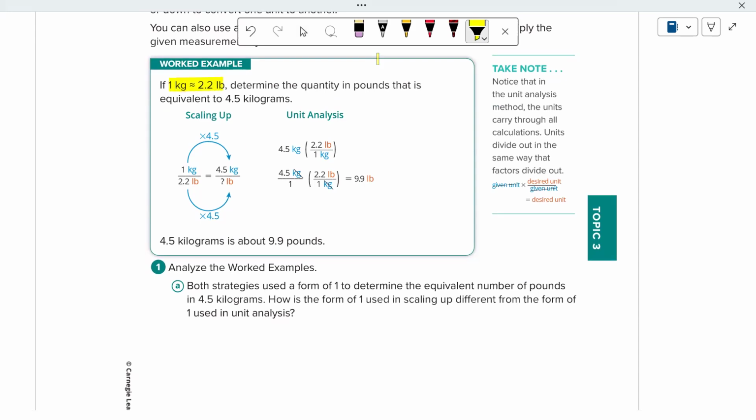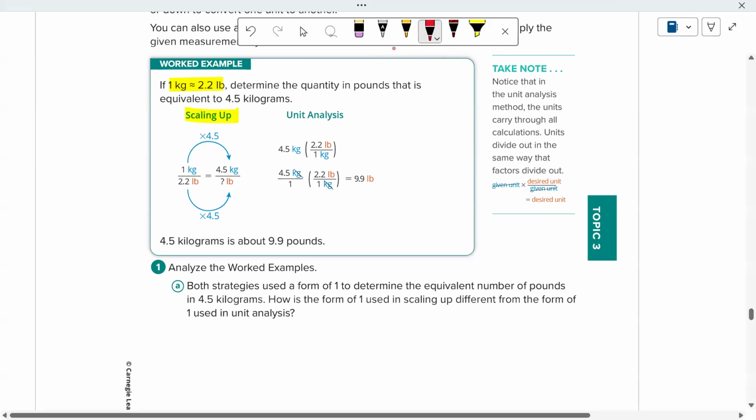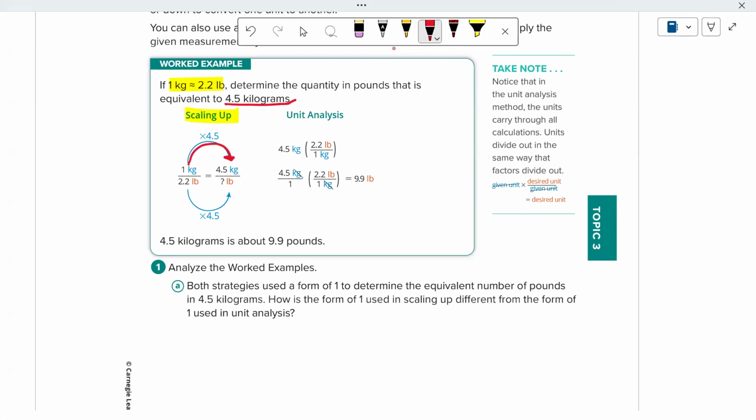1 kilogram is 2.2 pounds. I want you to notice the scaling up method that we've been doing throughout the year. 1 kilogram is 2.2 pounds. How did 1 become 4.5 kilograms? Because I'm converting to 4.5 kilograms, I just multiply by 4.5, whatever I do to the numerator, I do to the denominator. This is something we've done before. No problems.